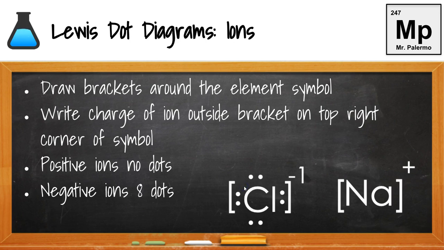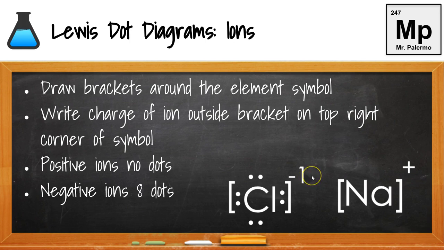Now let's look at constructing dot diagrams for ions. Recall that ions, unlike atoms, are not electrically neutral. They carry a charge, which means they've lost or gained electrons. So how do we construct these dot diagrams and show that they're ions? Well, we take our diagram and we put brackets around the symbol, and we're going to put the charge, as indicated here in these two examples, in the upper right hand corner. Charge is the charge of the ion.